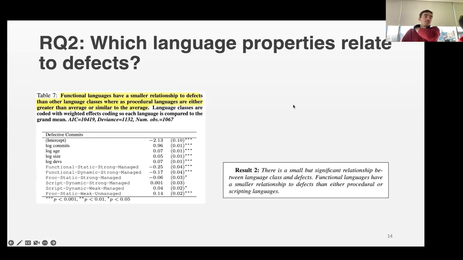For the other research question, they asked which language properties relate to defects. In this case, they modeled all the properties because some of them were correlated. If I understand, these properties were highly correlated, and they saw that, for example, functional programming languages had significantly fewer defects than, for example, procedural or scripting languages.